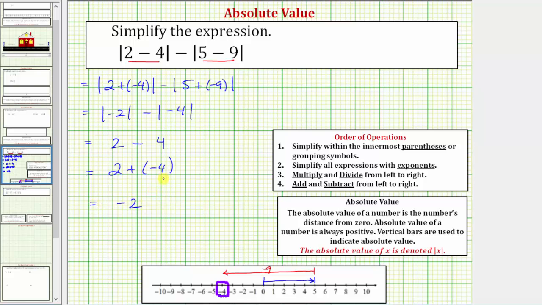So the given expression simplifies to negative 2, or we can say it has a value of negative 2.